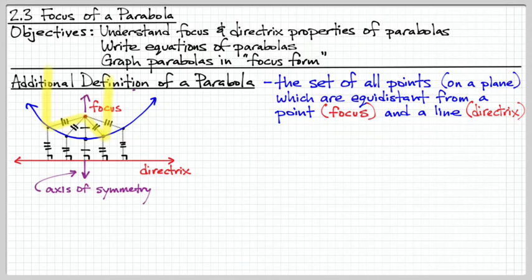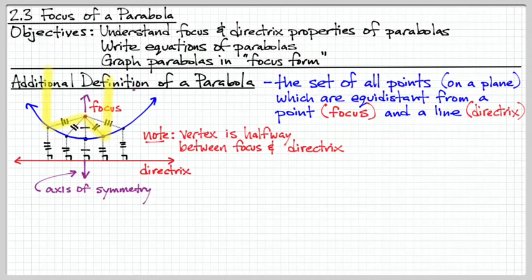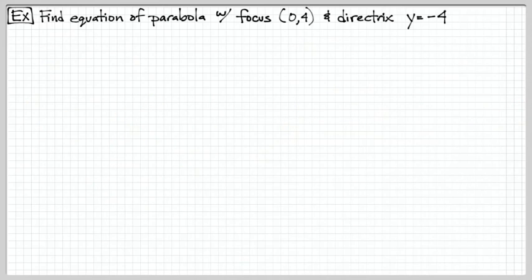We have the axis of symmetry again, just like we learned the other day. The vertex will always be exactly halfway between the focus and the directrix based upon this definition. Okay, so here's an example. And in your notes, you need to fix it. This is the word focus here, not vertex. Find the equation of a parabola with a focus (0, 4) and a directrix y equals -4.